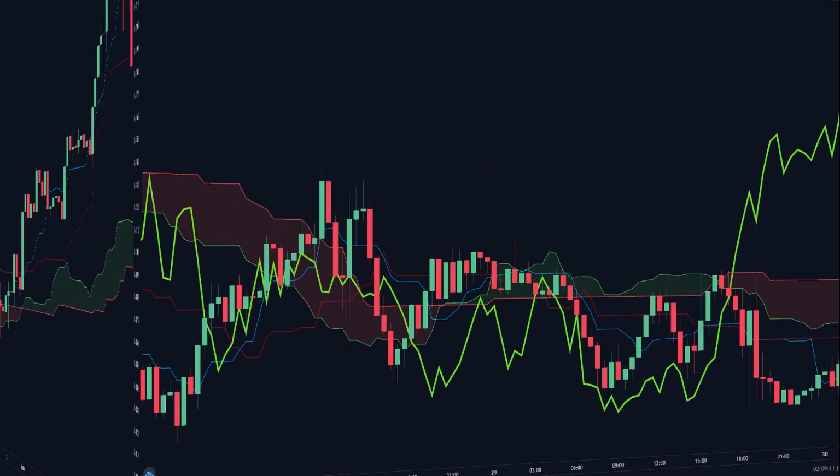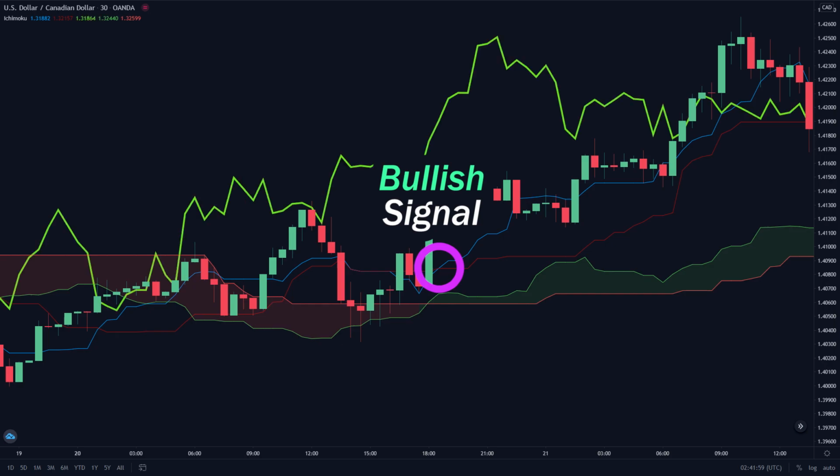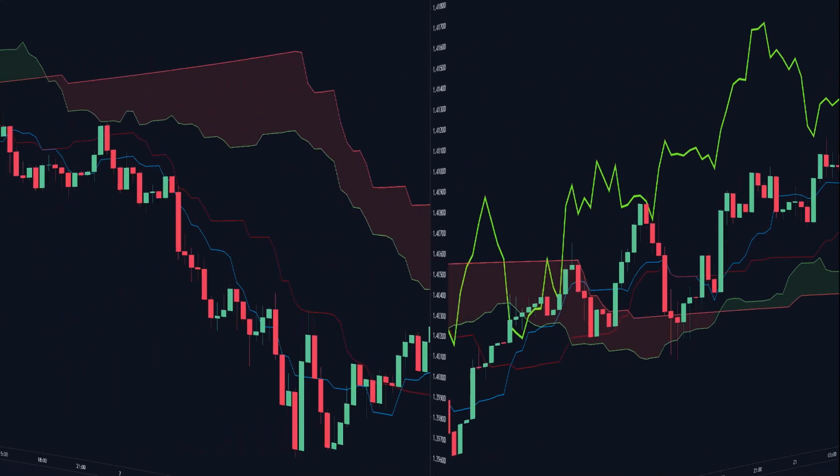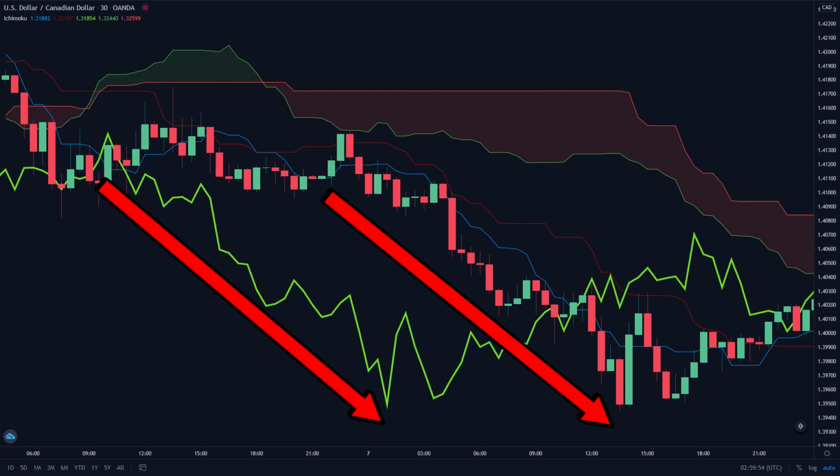For example, let's say you receive a bullish signal from the Ichimoku Cloud. The lagging span can help confirm that that is a strong bullish signal. So if the lagging span is also heading upwards, this further confirms that the price is on a strong uptrend. And it's the same with downtrends as well. If the lagging span is heading downwards, this further confirms that the price is on a strong downtrend.